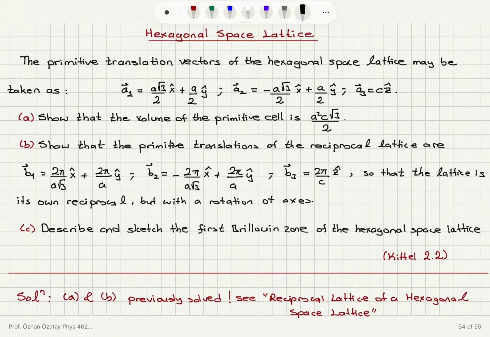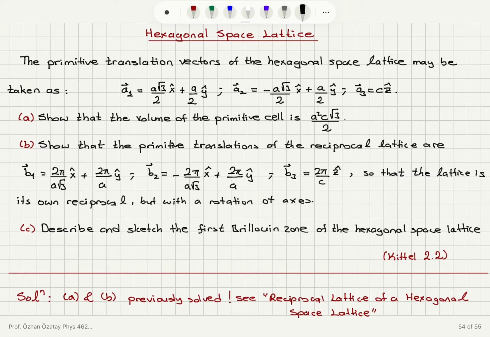Hexagonal space lattice. The primitive translation vectors of the hexagonal space lattice may be taken as a1 vector equals a square root 3 over 2 x hat plus a over 2 y hat, a2 vector equals minus a square root 3 over 2 x hat plus a over 2 y hat, and a3 vector equals c z hat. Part A, show that the volume of the primitive cell is a square c square root 3 over 2.